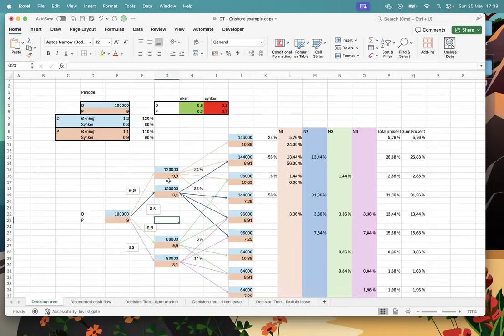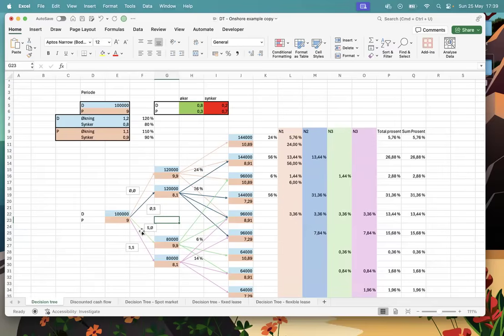From this split, it's important to know what the probability is for each node to happen. To find this probability, I have written it down here. For this node, it's 24%. For this node, it's 56%. For this node, it's 6%, and for the last one, it's 14%.